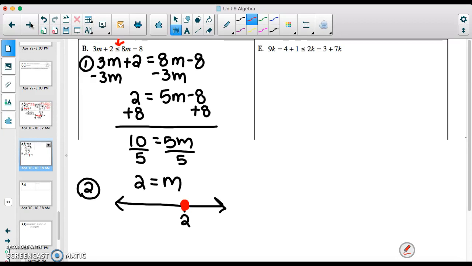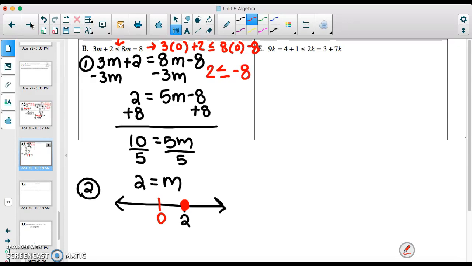And now I have to figure out which side of the number line to shade. So again, I'll pick 0 as my test point, and I'm going to plug it in for m. So 3 times 0 would just give me 0. So I get 2 on the left-hand side there, and then 8 times 0 is 0. 0 minus 8 is just a minus 8 there.